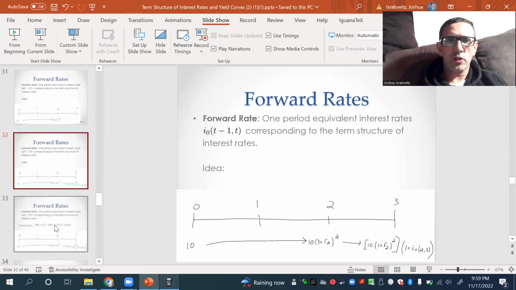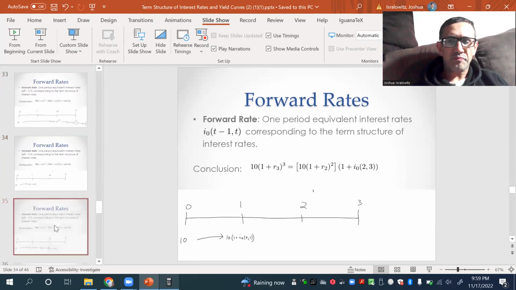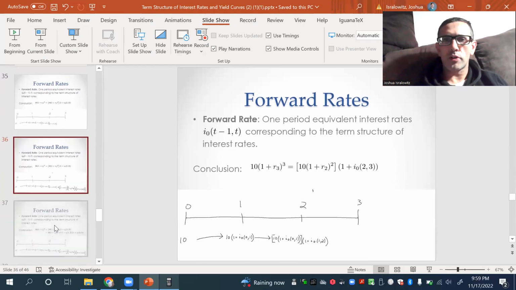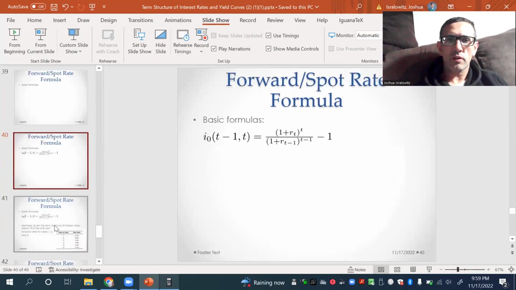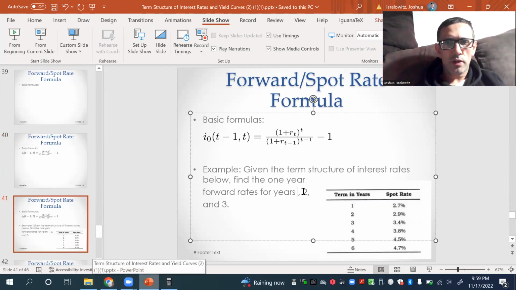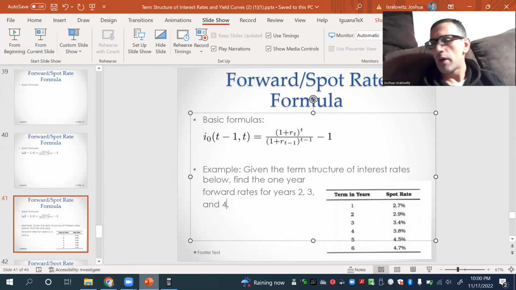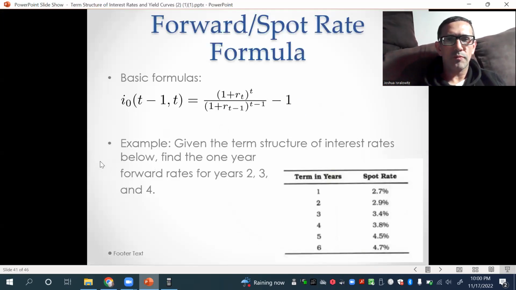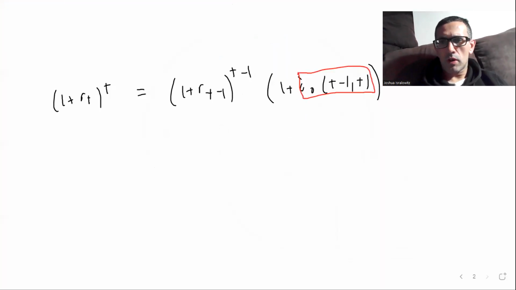So here, year 2 is 1 to 2. Year 1 is 0 to 1. I don't really want I0 1. That's just the 1-year spot rate. So let's do years 2, 3, and 4. Again, year 2 being 1 to 2, year 3 being 2 to 3, year 4 being 3 to 4. Okay.